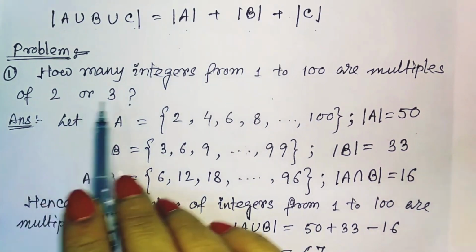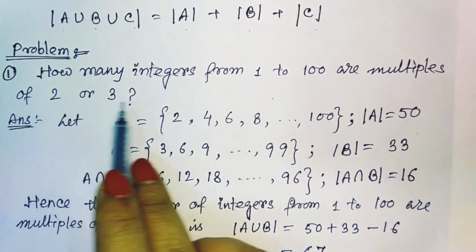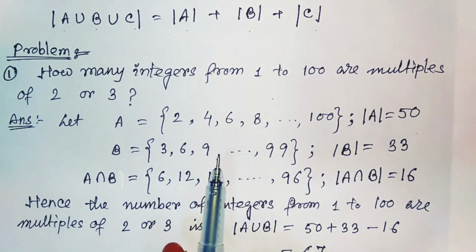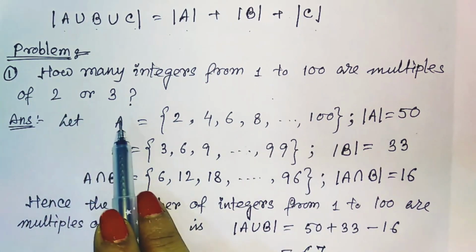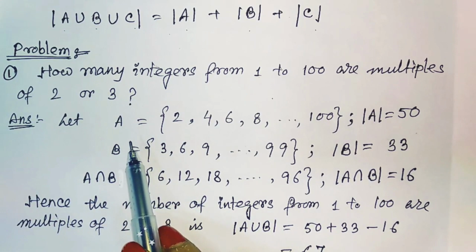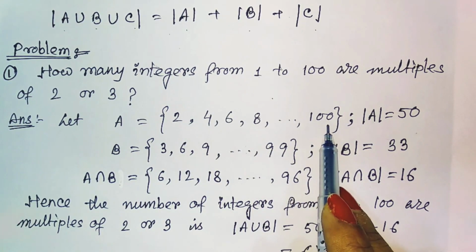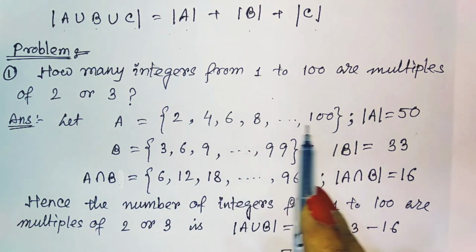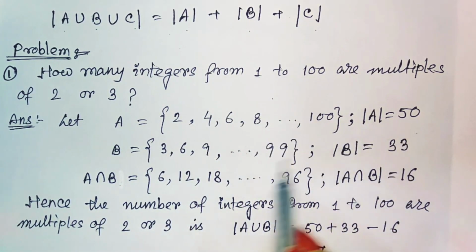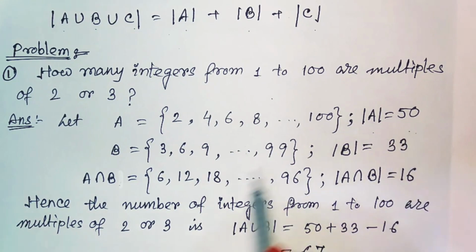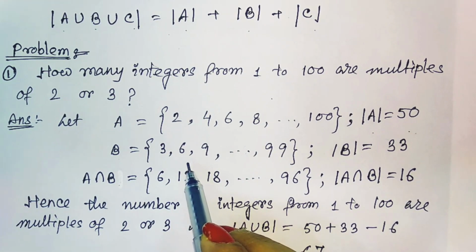So the question is, how many integers from 1 to 100 are multiples of 2 or 3? So the first set we consider here has the elements 2, 4, 6, 8, and in this way up to 100, because all these elements are multiples of 2. So between 1 to 100, there are a total of 50 such elements, so we can say the cardinality of A is 50. Similarly, the B set contains those elements which are multiples of 3.